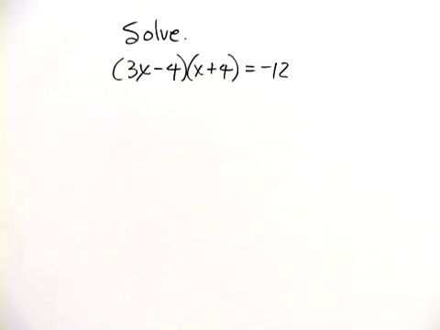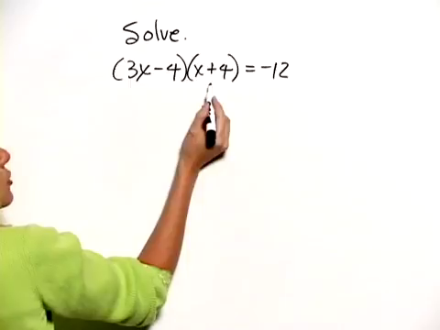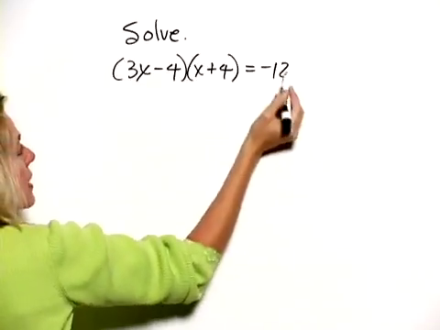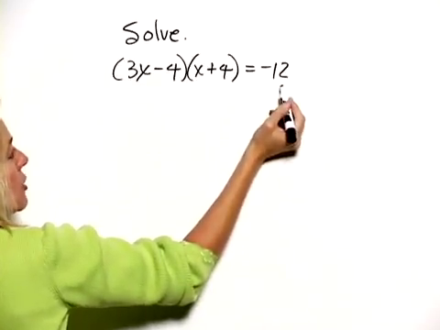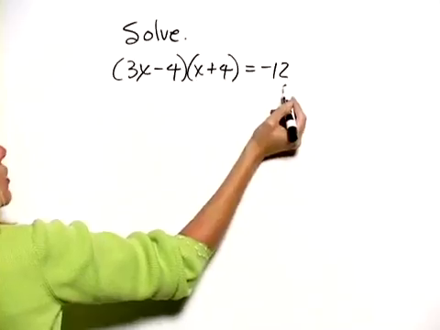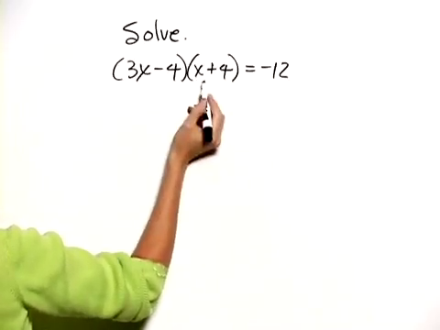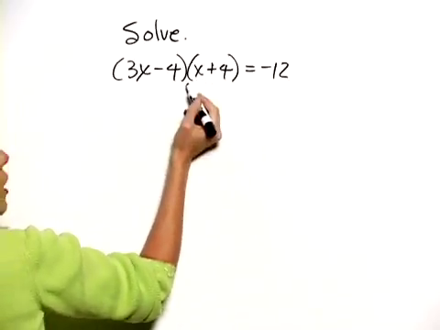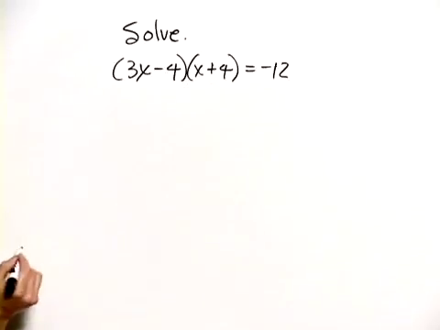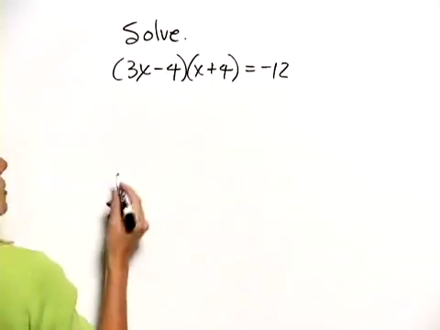Solve 3x minus 4 times x plus 4 equals negative 12. Now, in order to use the zero factor property, the right-hand side of the equation would have to be equal to 0, when it's not. So what we're going to do is go ahead and multiply these two factors together, bring over the 12, and make a quadratic equation on the left-hand side, and then proceed from there.